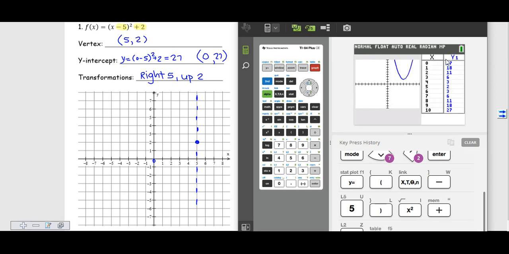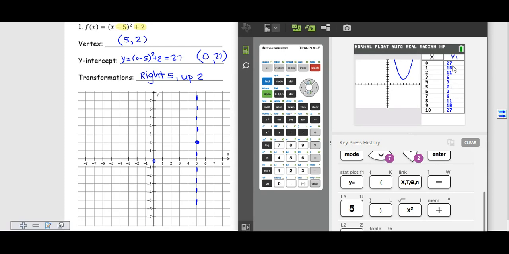Now, here's what's cool about the graph table. Every single one of these represents a point on the graph. Notice what you see right here at the top, (0, 27). That's the point we found, the y-intercept. I can also see my vertex point on there, (5, 2).